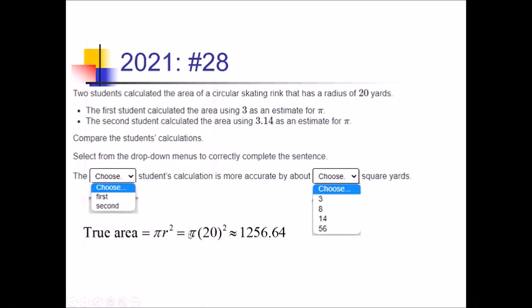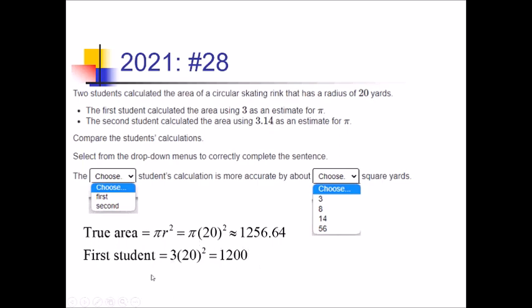Now for the next area, using just 3 instead of pi, this would be 3 times 20 squared. Well, I kind of know that one even without the calculator. 20 squared is 400. 400 times 3 is 1,200, so that's definitely way off.